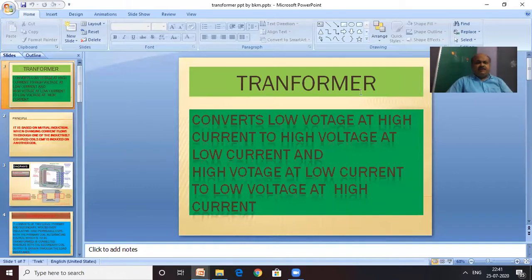What is a transformer? It converts low voltage at high current to high voltage at low current. This is for a step-up transformer, and high voltage at low current to low voltage at high current. This is for a step-down transformer. Now we will see what is the principle on which its working is based.